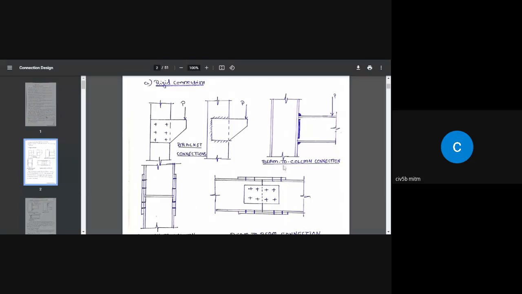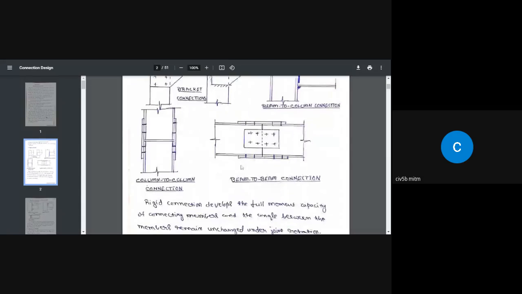Then here is the beam to column connection. The vertical member is the column, the horizontal member is the beam, and they are connected through welds. You can connect through bolts or welds; in this case, weld is shown.